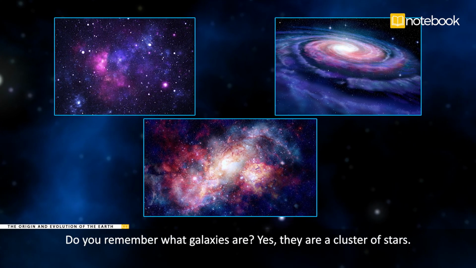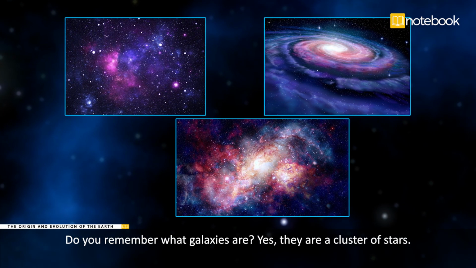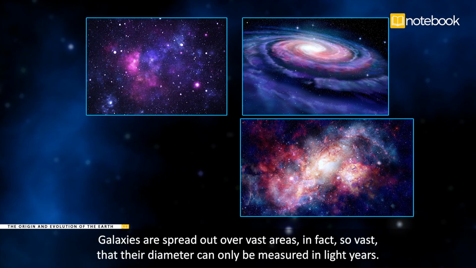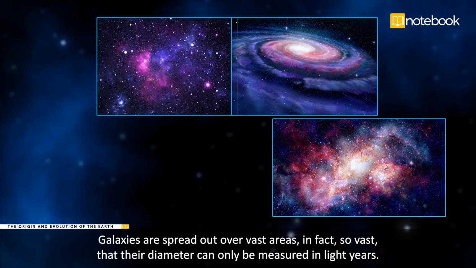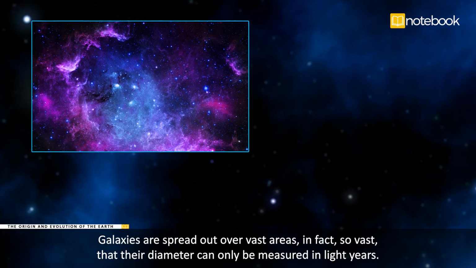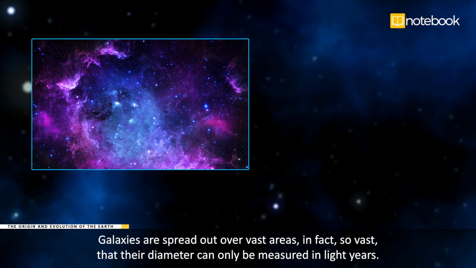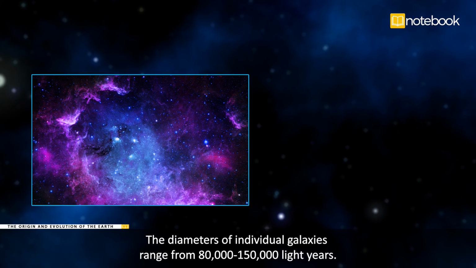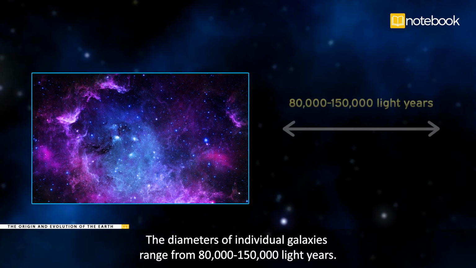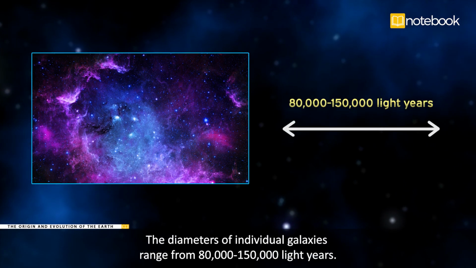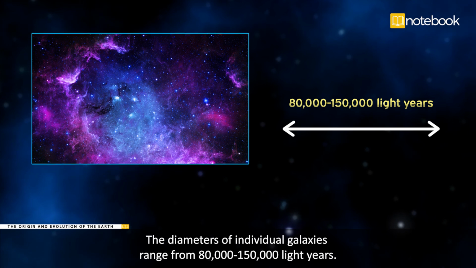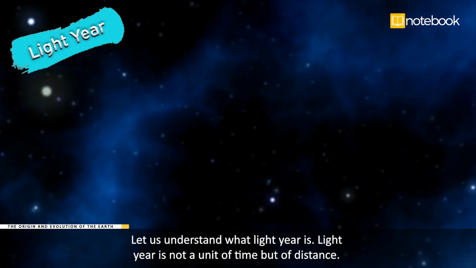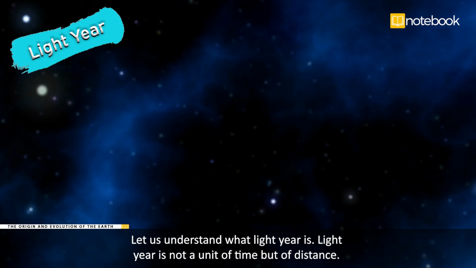Do you remember what galaxies are? Yes, they are a cluster of stars. Galaxies are spread out over vast areas. In fact, so vast that their diameter can only be measured in light years. The diameters of individual galaxies range from 80,000 to 150,000 light years. Let us understand what light year is.